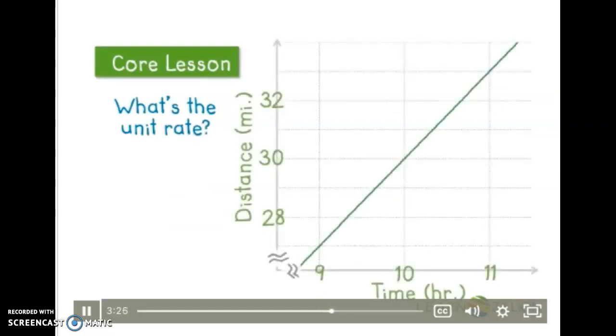What's the unit rate for this proportional relationship?